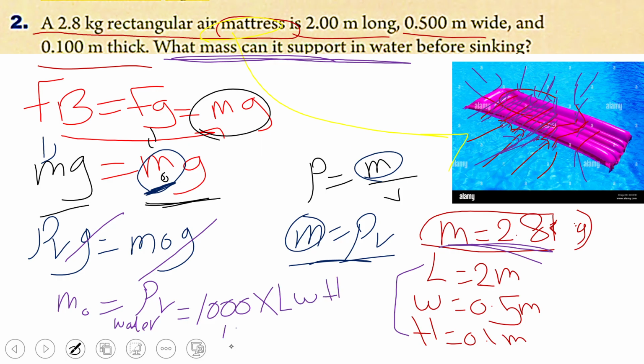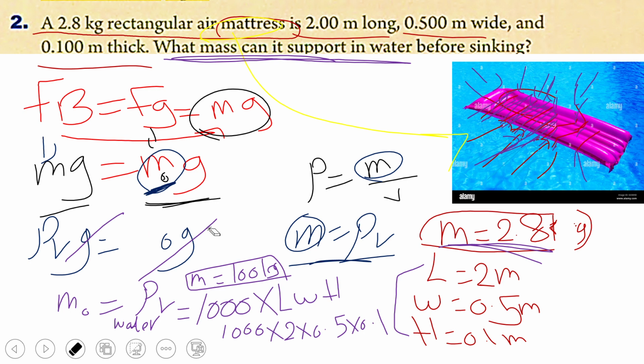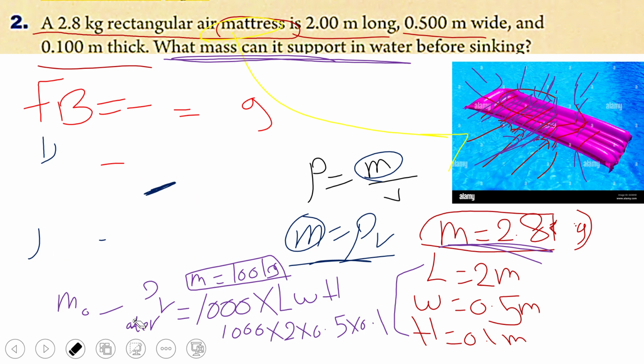LWH. So 1000 times L, which is 2 meter, times W, 0.5, times thickness, 0.1. Multiply all. The mass becomes 100 kilogram, the answer of multiplying. But guys, look, this is not the last answer. Let me tell you why.